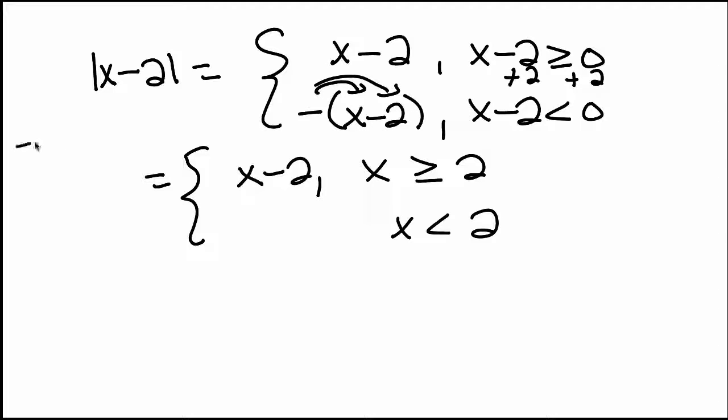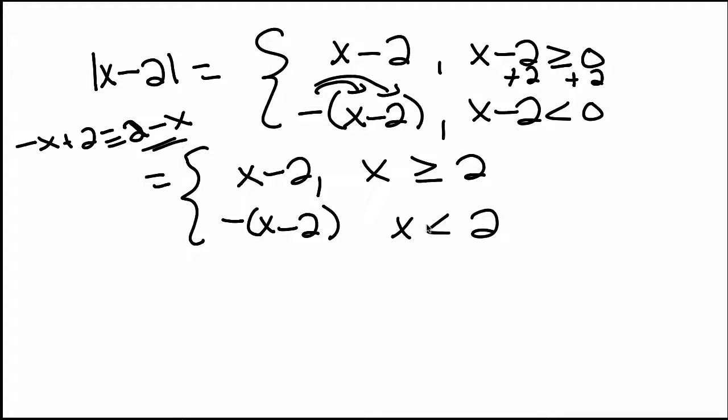And remember that negative x plus 2 is the same thing as 2 minus x, right? But we'll just leave it as negative x plus 2 so that if you wanted to simplify, you can write that. Okay, so this is the piecewise function.